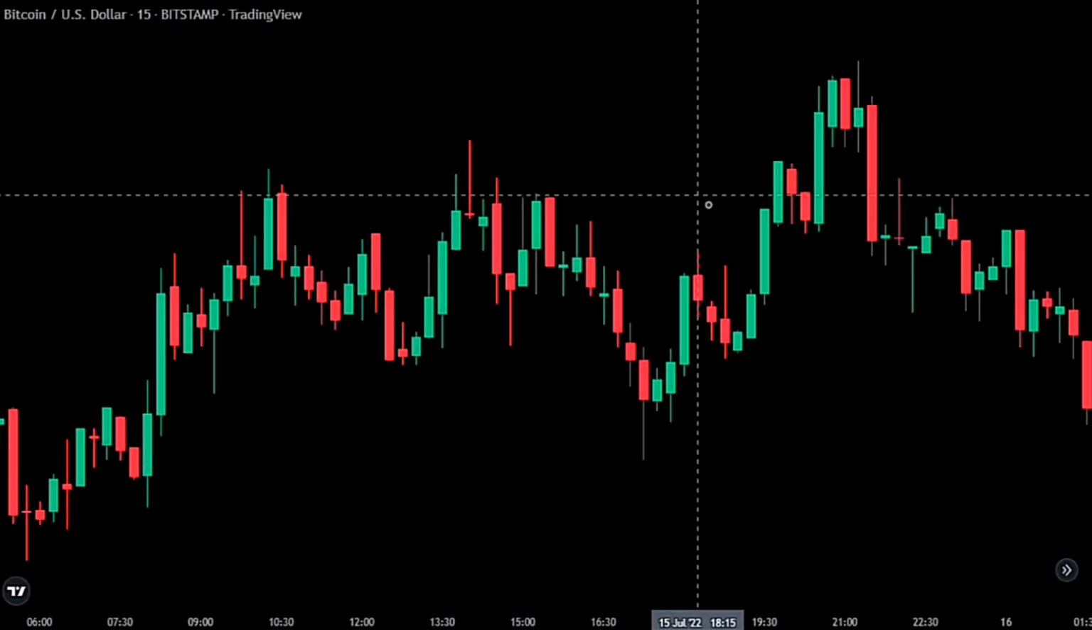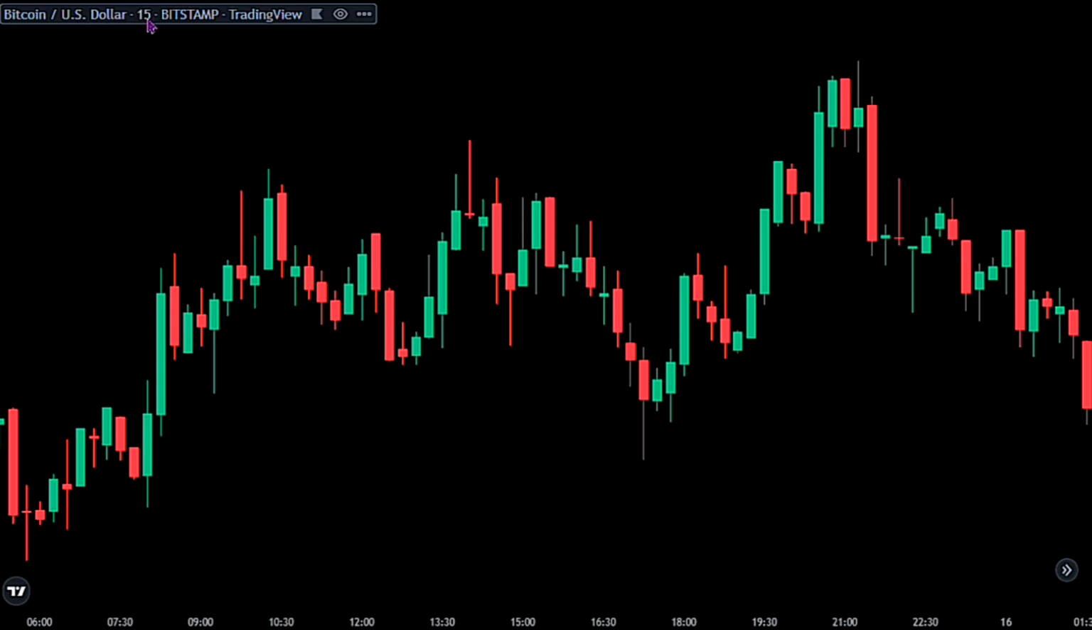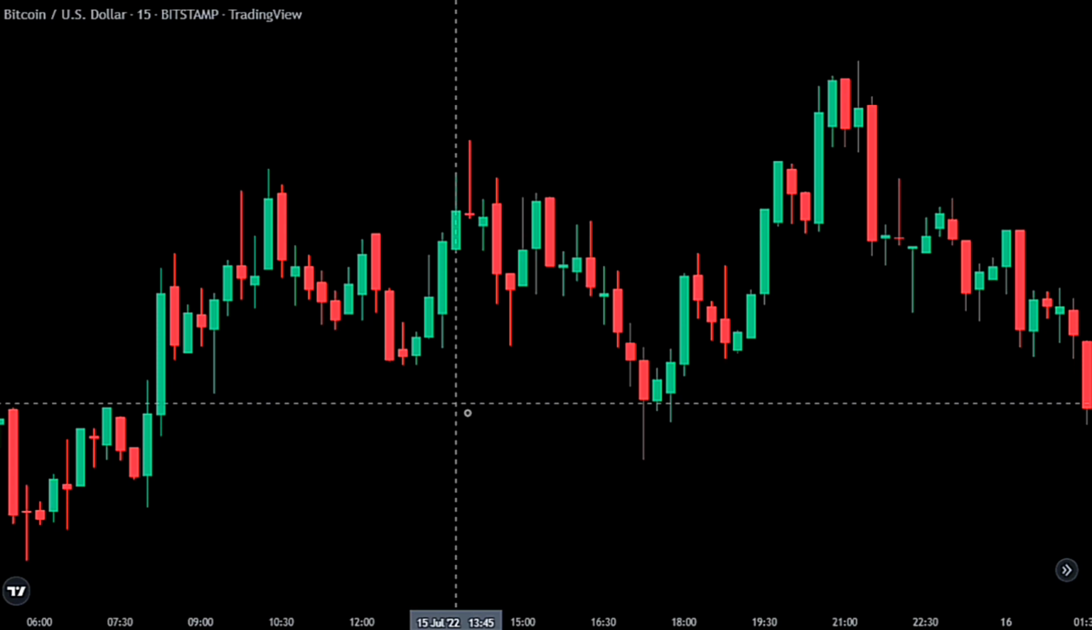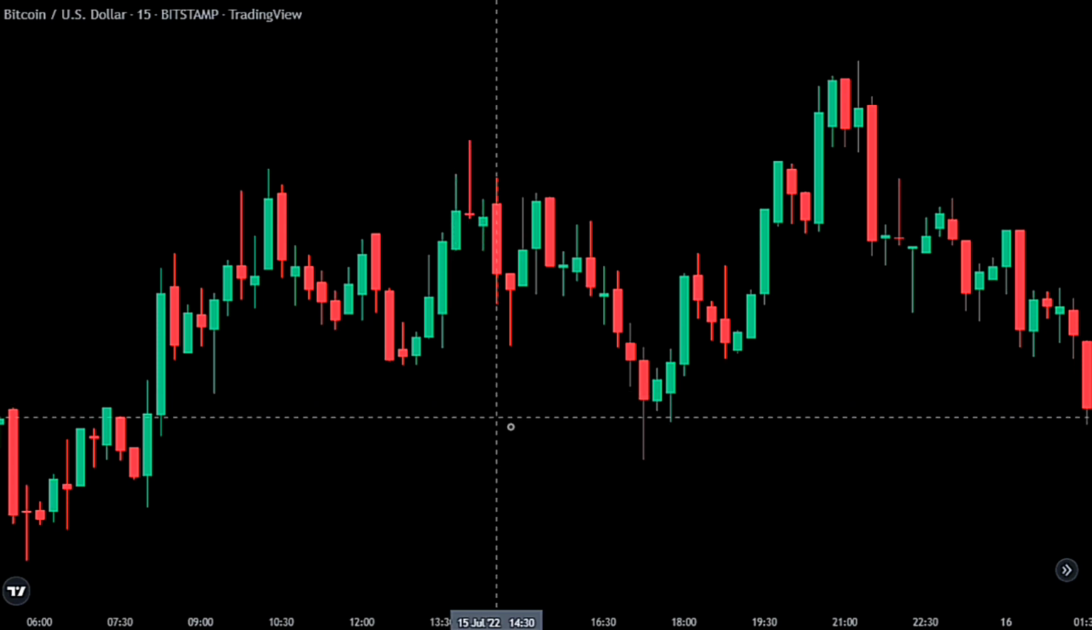Okay, I'm going to do my practice on Bitcoin US dollars, and it works perfectly well on a 15-minute time frame. This strategy consists of 3 significant TradingView indicators.